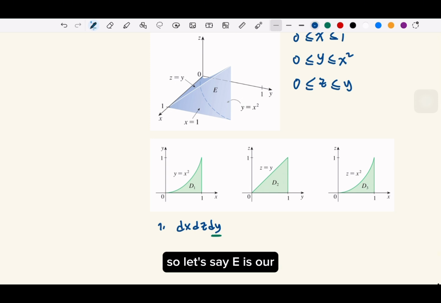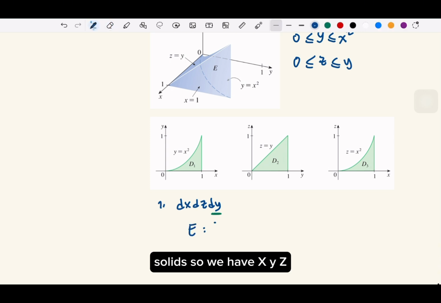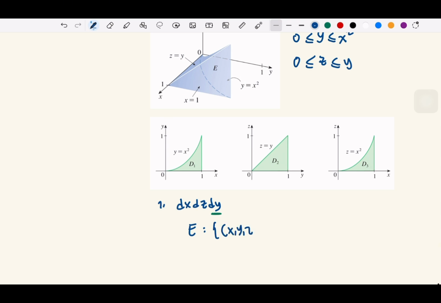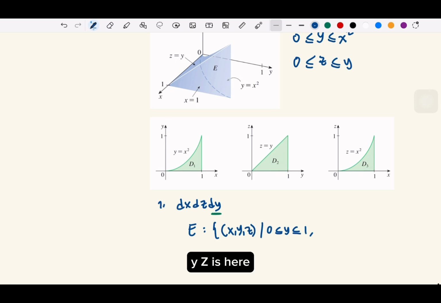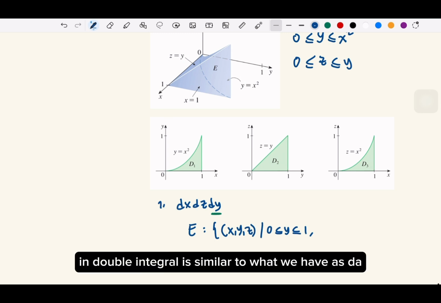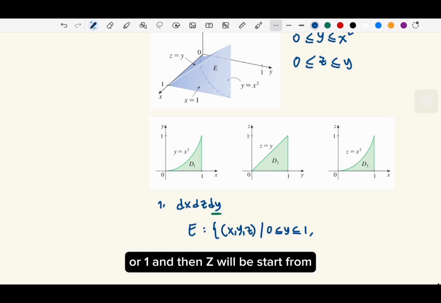So let's say E is our solid. So we have x, y, z, from 0 to 1. And then the second one will be z. So we can treat this as yz. Yz is here. In a double integral, this is similar to what we have as dA. So let's say this is our dA. So 0 to 1 for y, and then z will start from.